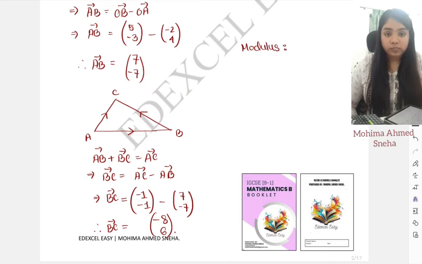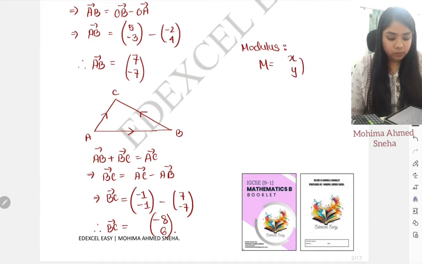The modulus actually has a formula for it. For example, whatever the vector is, maybe the vector is m, and it has x at the top and y at the bottom, and you have to find out the modulus. The modulus would be the absolute value of this vector, which is the square root of x squared plus y squared.